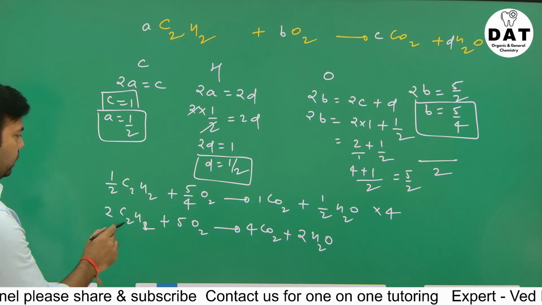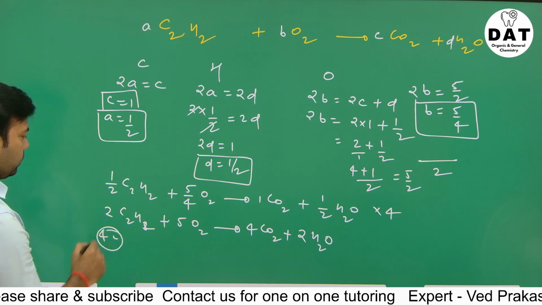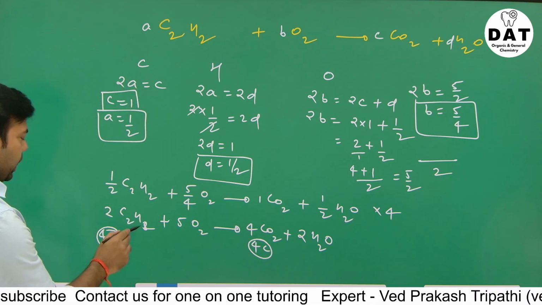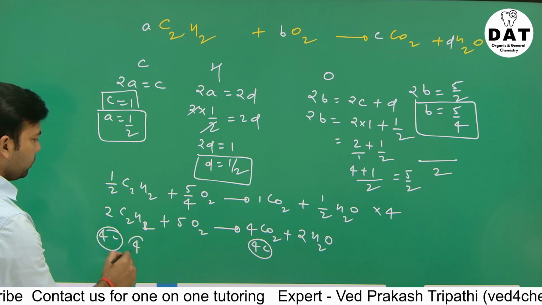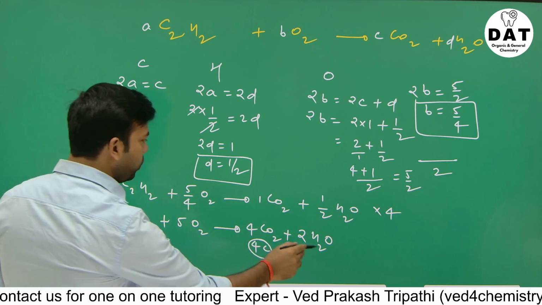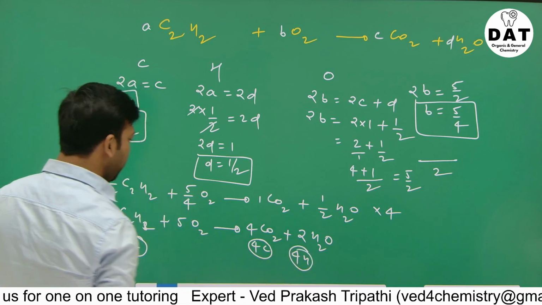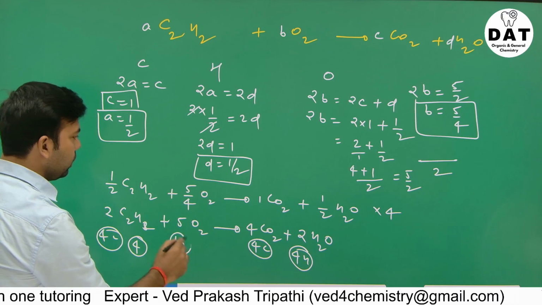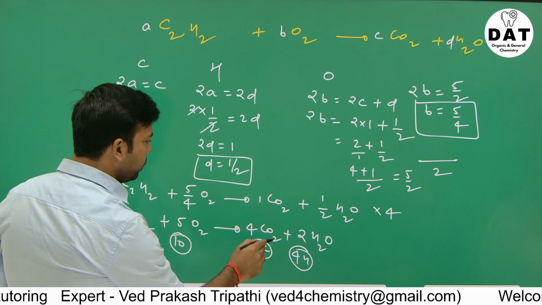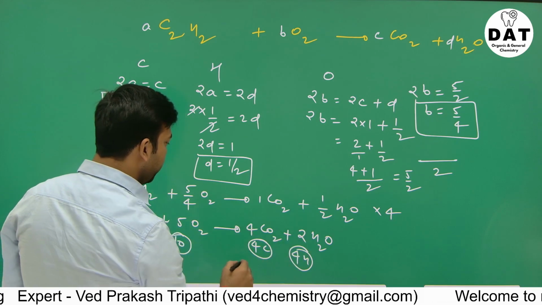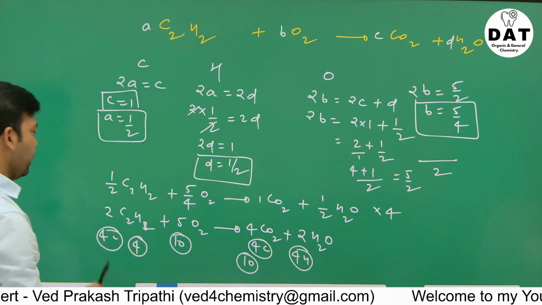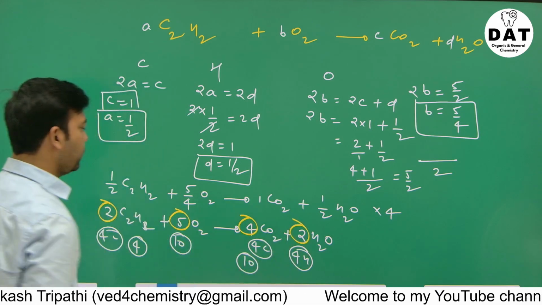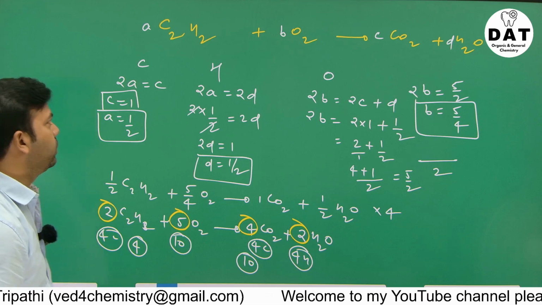How many carbon here? 2 into 4, 4 carbon. How many carbon here? 4 carbon, fine. How many hydrogen? 2 into 4. And how many hydrogen? 2 into 4. How many oxygen? 5 into 2, 10. And how many here? 2 into 4, 8 plus 2, 10. So this is the balanced form 2, 5, 4, 2. Makes sense? This is quite simple.